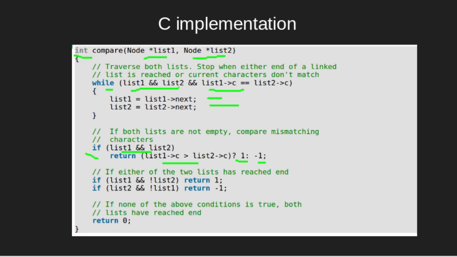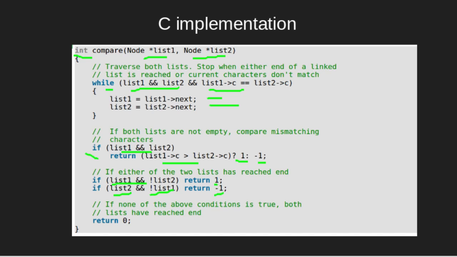return -1. There may be a case where after traversing both linked lists, one of the linked lists becomes null. If list 1 is not null and list 2 becomes null, then it concludes that list 1 is lexicographically greater than list 2, so we return 1. If list 2 is not null and list 1 becomes null, then it concludes that list 2 is lexicographically greater than list 1, so we return -1.